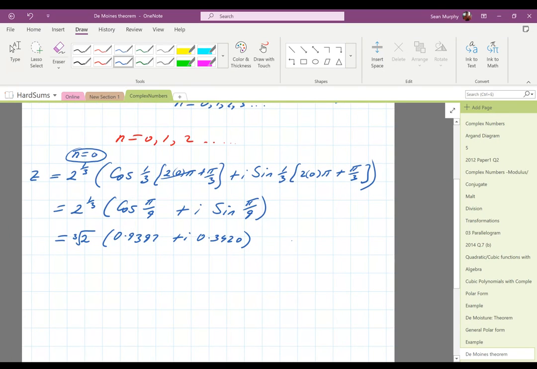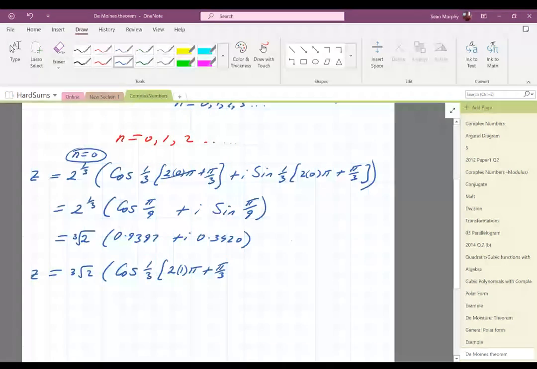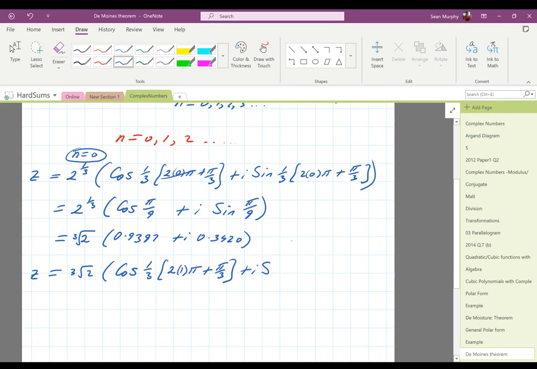So the next answer would be z is equal to the cube root of 2 again into the cos of, so once more it's a third times 2n pi, but n is 1 this time. So it's 2 into 1 pi plus pi over 3, and plus i sine, it's a third again, into 2 by pi plus pi over 3. And so that's n equals 1.